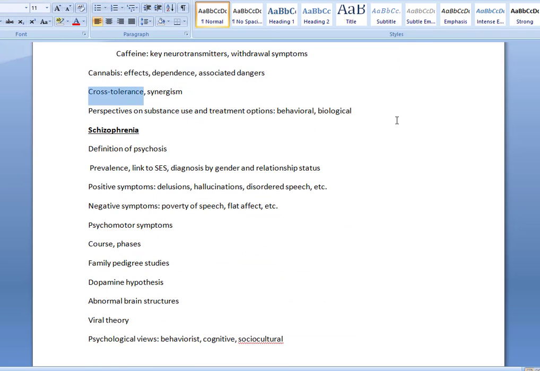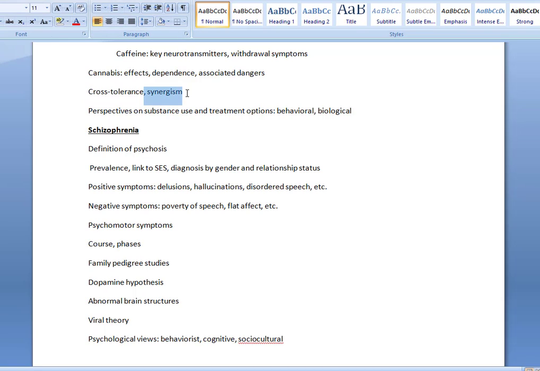All right. Cross-tolerance happens when you become tolerant to one drug and therefore become tolerant to other drugs that are similar, even if you've never used them. I gave the example of how you can consume alcohol in large amounts and become tolerant to anesthesia-related drugs, even if you've never had anesthesia before, because they're very similar to each other.